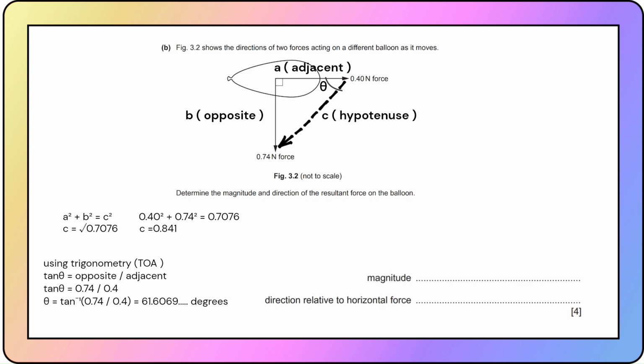Next up, to find the angle, we can use trigonometry, TOA, to write down tan theta is equal to opposite, 0.74, divided by adjacent, 0.4. Therefore, theta is equal to tan inverse 0.74 divided by 0.4. Lastly, just fill out the spaces given and you're done with this question.